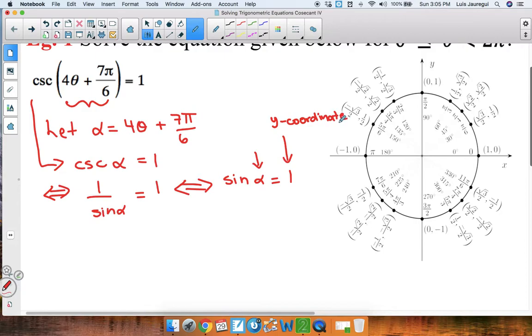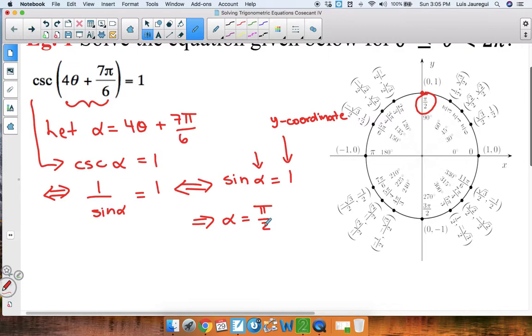To figure out the value or values for alpha, all we need to do is pay close attention to the unit circle. So let's identify the point or points that will have a y-coordinate of 1. As you go around the unit circle, you realize that the only point that has a y-coordinate of 1 is this particular point, and the corresponding angle is pi over 2. So we say that here alpha has a value of pi over 2.